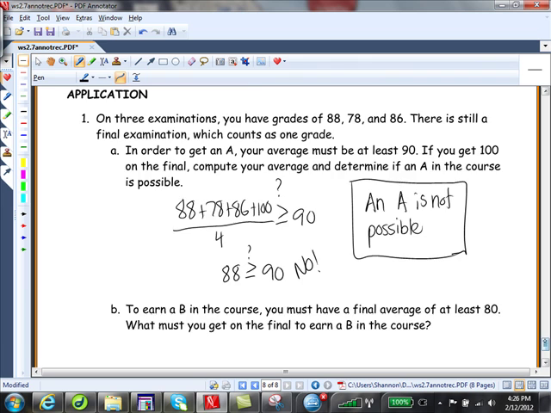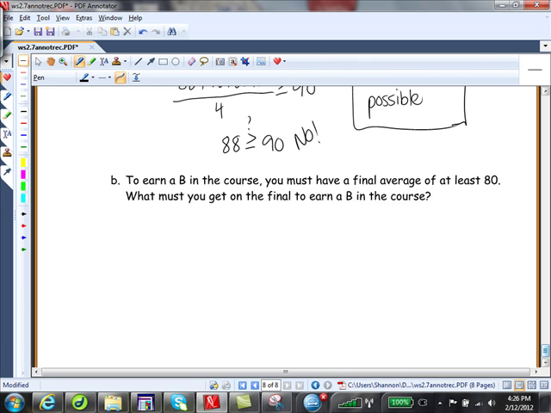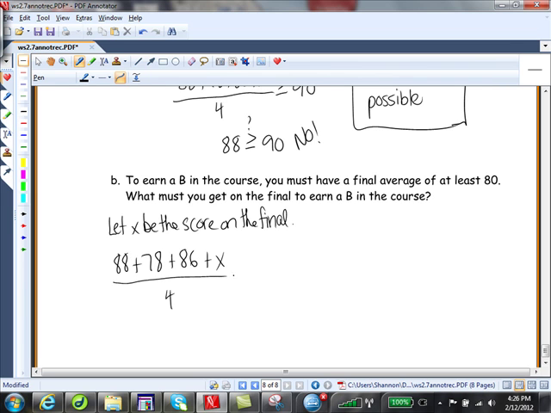Okay, so now to earn a B in the course, you must have a final average of at least 80. What must you get on the final to earn a B in the course? So for this one, we'll let X be the score on the final. Okay, so we would again have our 88 plus 78 plus 86, and then plus X, all divided by 4, and that's got to be greater than or equal to 80.